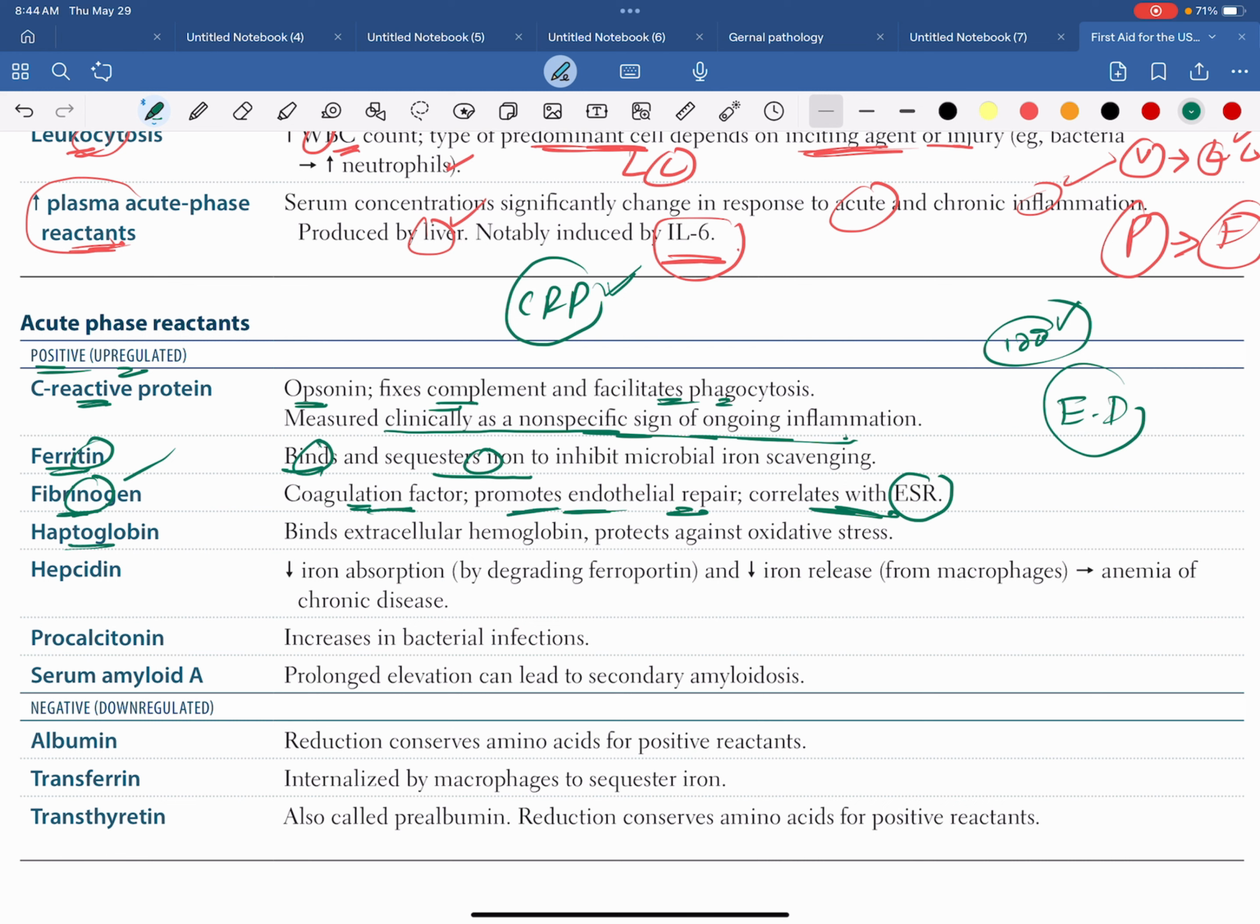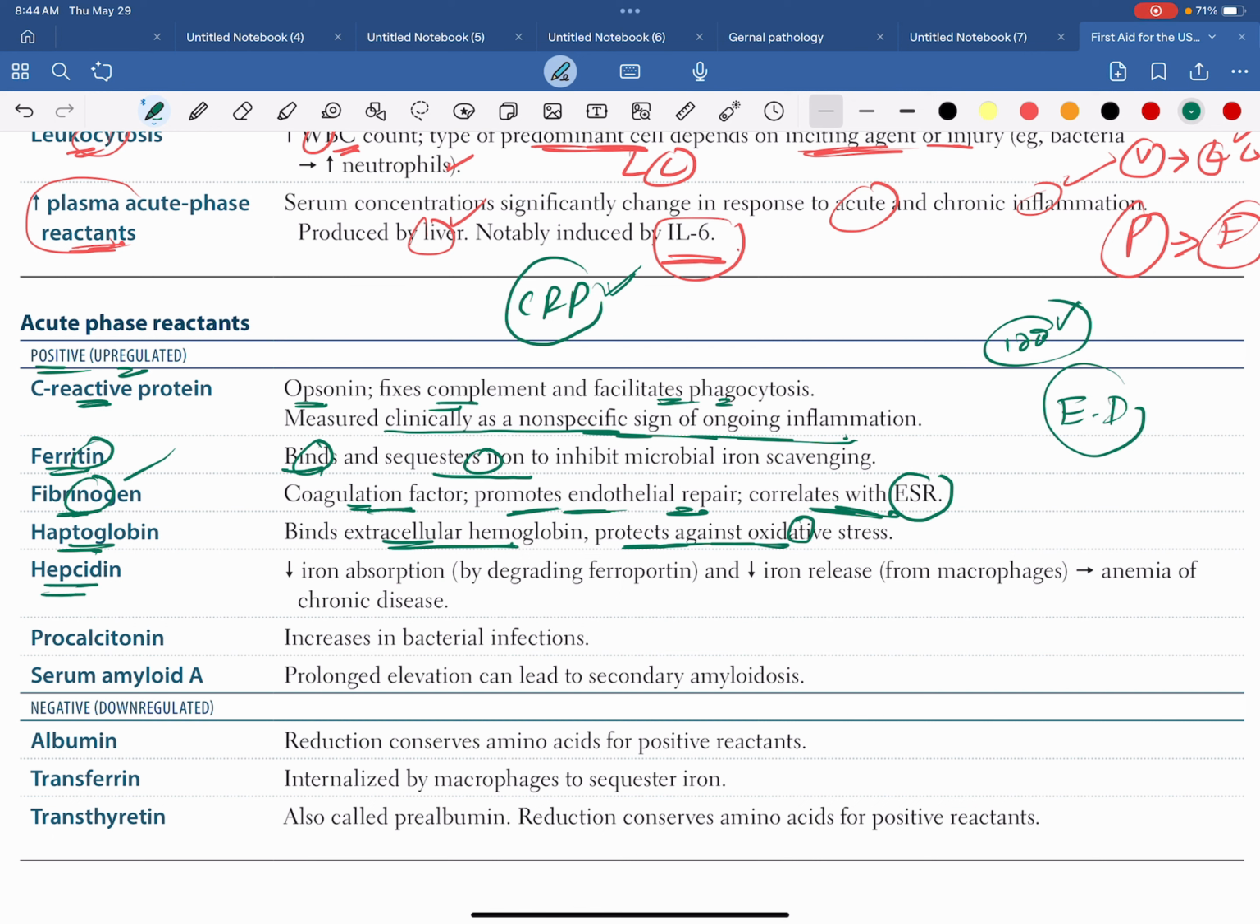Then after that, we have the haptoglobin. During the inflammation, when haptoglobin is produced, it binds extracellular hemoglobin and protects against oxidative stress. So if your body is trying to protect against the oxidative stress, it means your body is trying to prevent inflammation, because oxidative stress leads to increased production of free radicals, and these free radicals are going to damage your body.